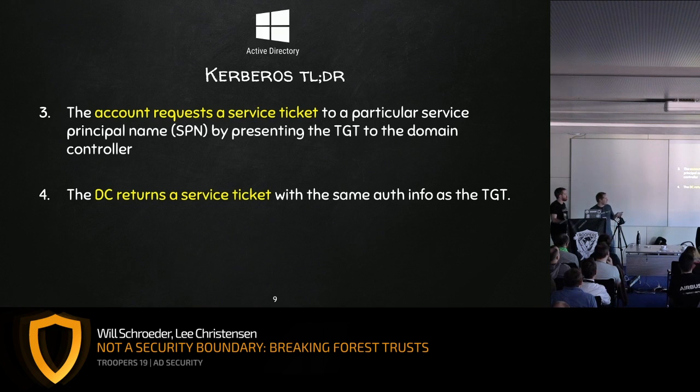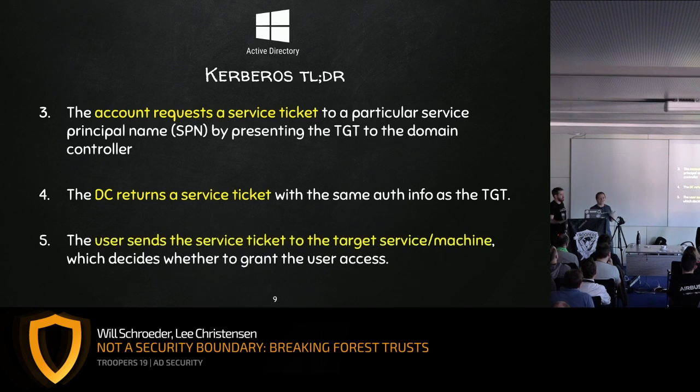That service ticket also contains those SIDs, the group SIDs and the user SIDs that identify the user. So once the user has a service ticket, he presents that ticket to whatever service he wants to access. So if it's a file share, he's going to send the service ticket over SMB to the file share. The file share is then going to decide whether to grant that user access to resources on the file share.